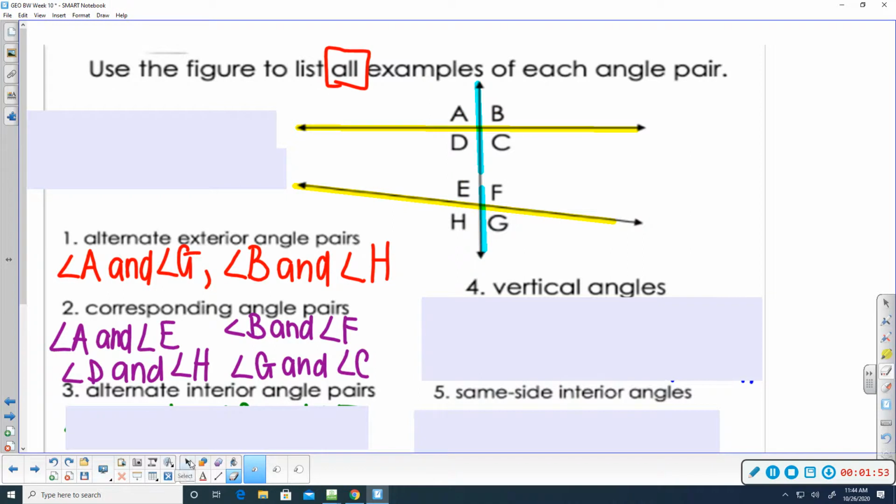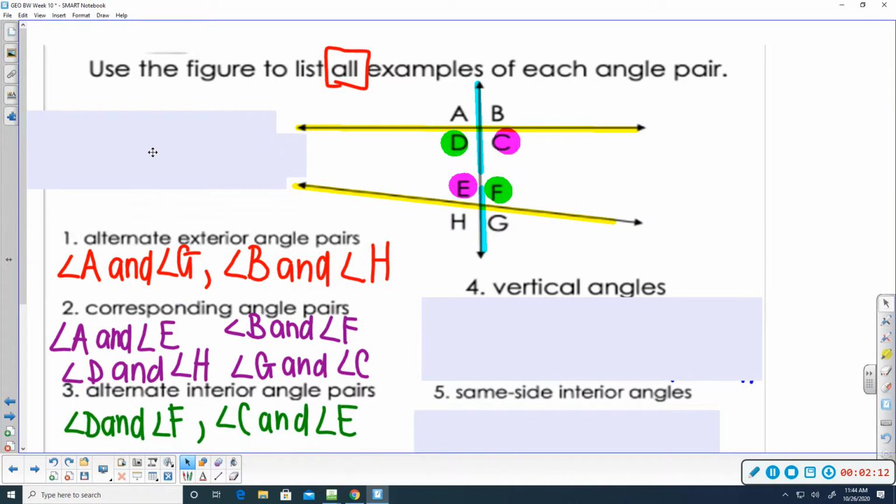Number three, alternate interior angle pairs. So remember, for alternate interior angles, you want to be on opposite sides of the transversal and then inside these yellow lines. So one example would be angle D and angle F, and a second example would be angle E and angle C. Those are both examples of alternate interior angles.